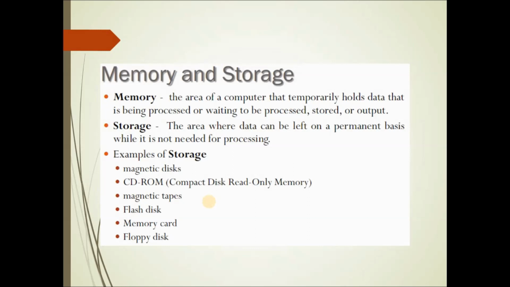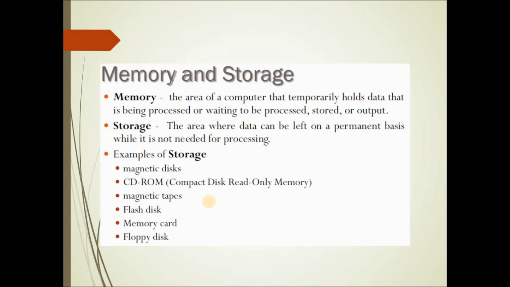So now the important thing is memory and storage. So what about the memory? Memory is the space where you can store data, either temporarily or permanently. It's the place where we can store data. That is the memory. The area of a computer that temporarily holds data that is being processed or waiting to be processed, stored or output, that is memory. So memory is divided here into memory and storage.